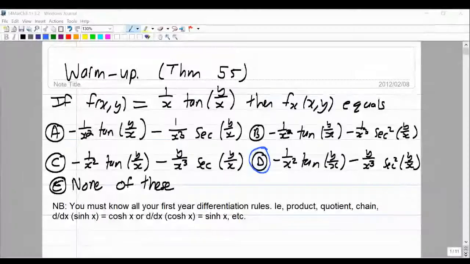So to solve this, you use theorem 55, the product rule and the chain rule.